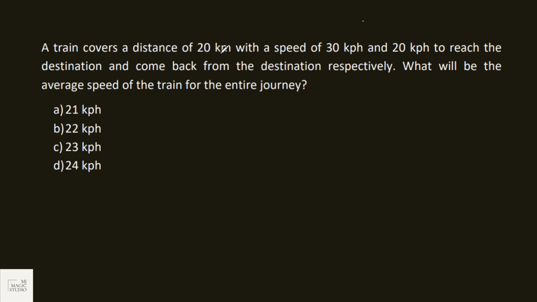A train covers a distance of 20 km with a speed of 30 kph and 20 kph to reach the destination and come back from the destination respectively. Okay, so going from one point to another point, speed is 30 kph, and coming back, speed is 20 kph. That means distance traveled over both the journey is same. What will be the average speed of the train for the entire journey?